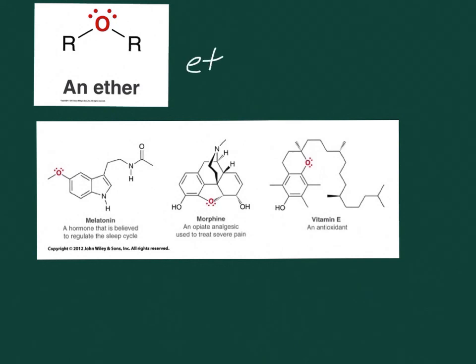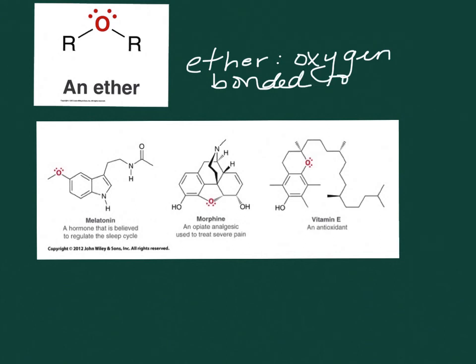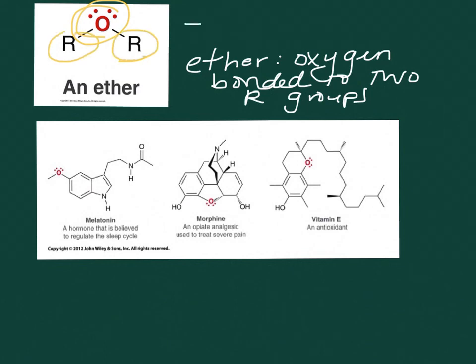An ether is a compound that has an oxygen bonded to two R groups. So you can see that here. Okay, here's your oxygen, and then here are your two R groups. Now the R groups do not have to be the same.